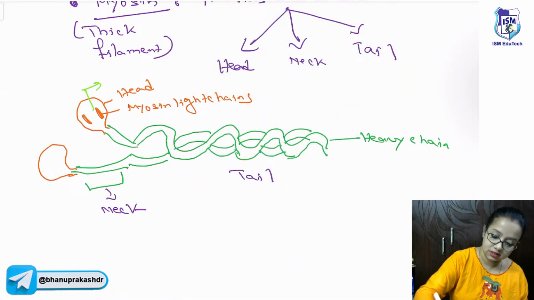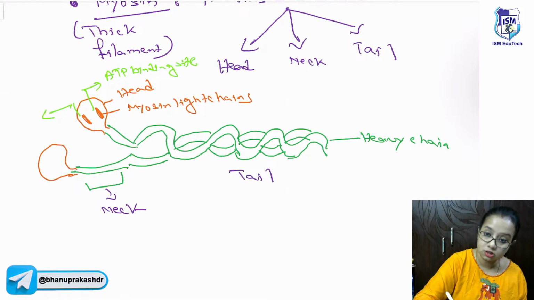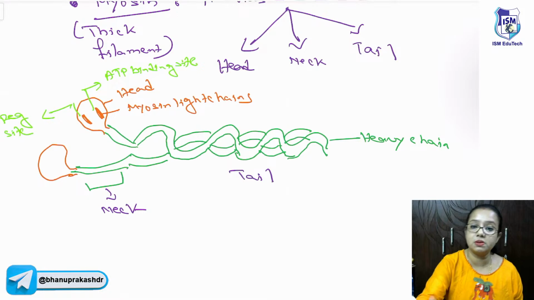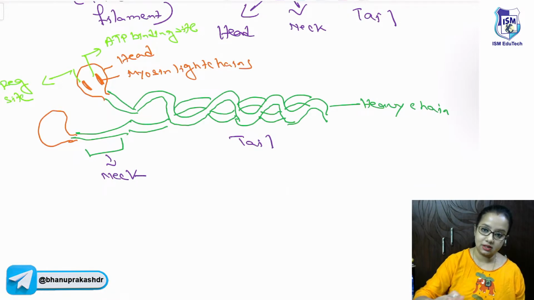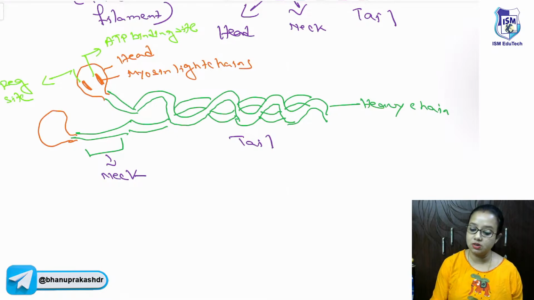One is the ATP binding site. Another one is the myosin binding site or regulatory site. So, the ATP binding site is also called the catalytic site because it has ATPase which can break down the ATP. So, one is the catalytic site or ATP binding site, another one is the myosin binding site or the regulatory site.